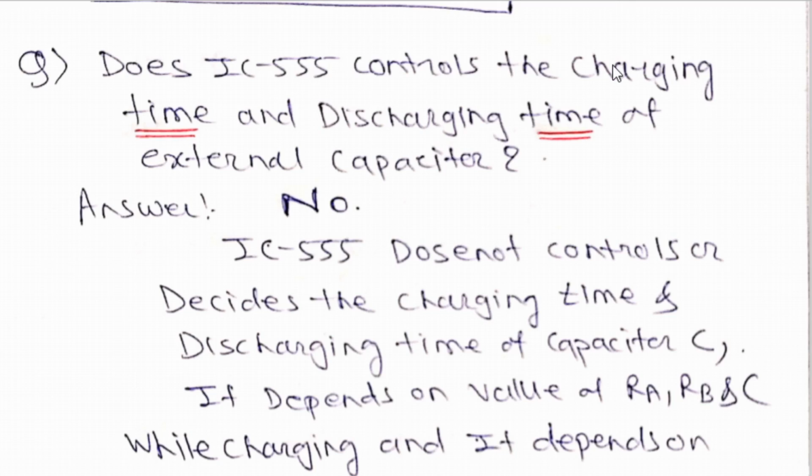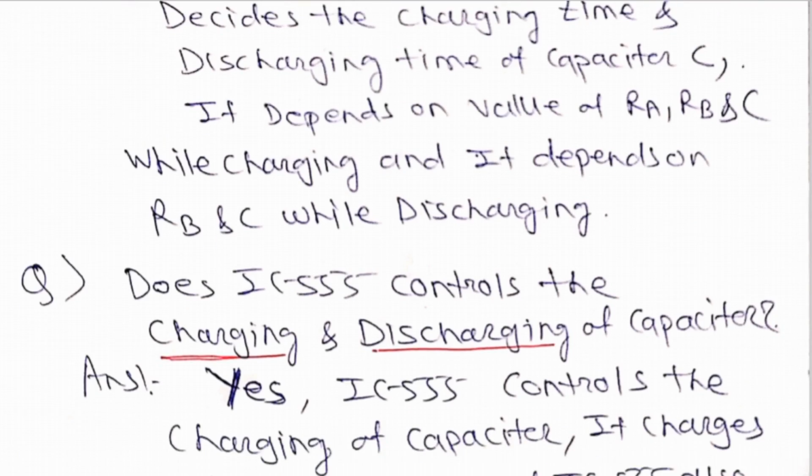According to your choice, you decide whether the capacitor should get charged slowly or very fast. Similarly, you decide the value of RB. If RB is low, your capacitor will discharge fast, and if RB is of high value, the capacitor will discharge slowly. So the answer is no. IC555 does not control or decide the charging time and discharging time of capacitor C. It depends on the value of RA, RB, and C while charging, and it depends on the value of RB and C while discharging. So that is the answer.